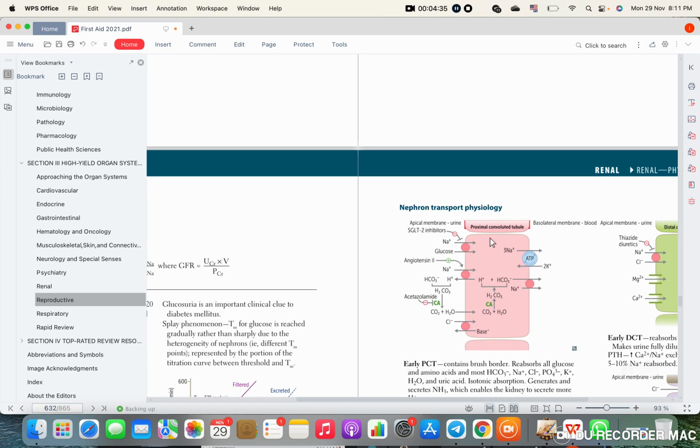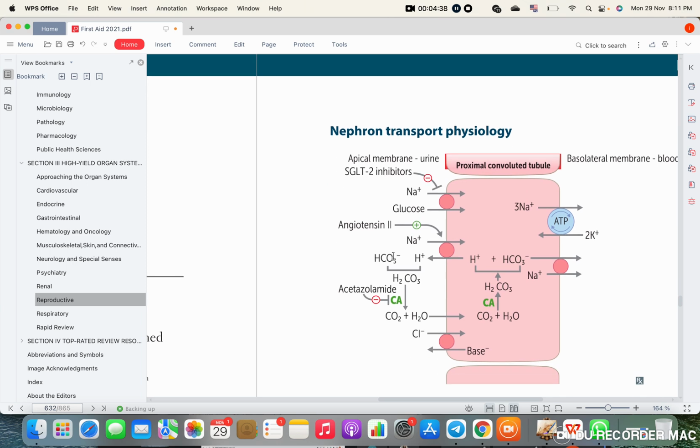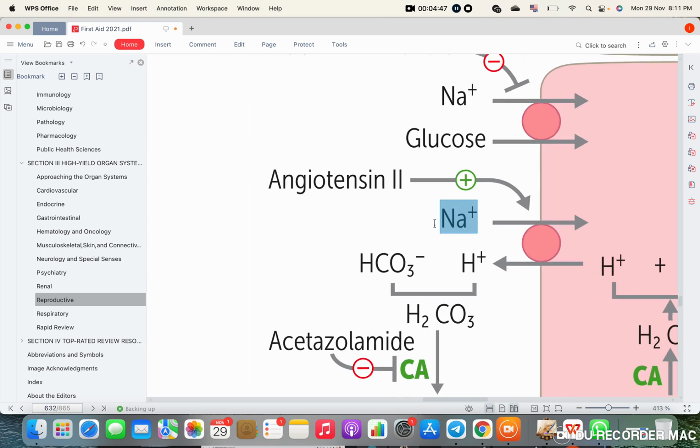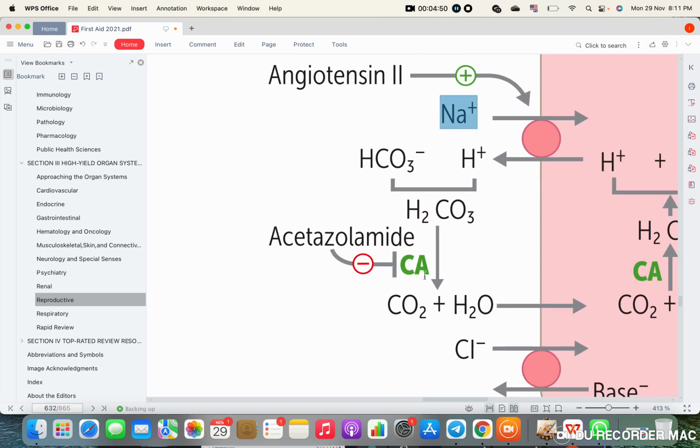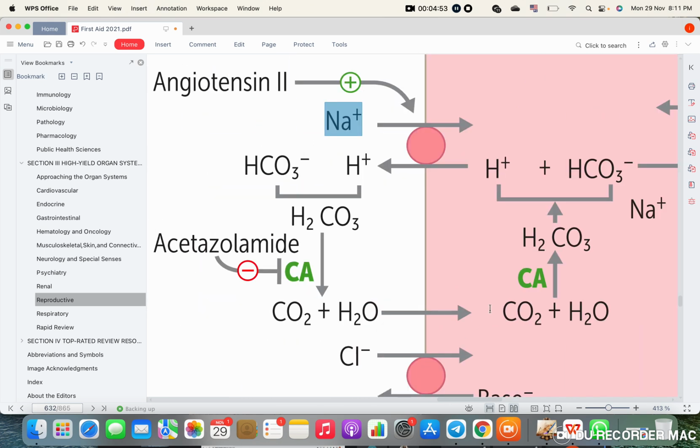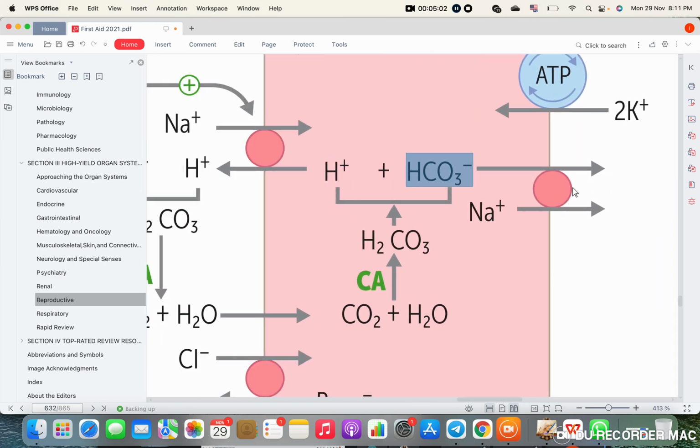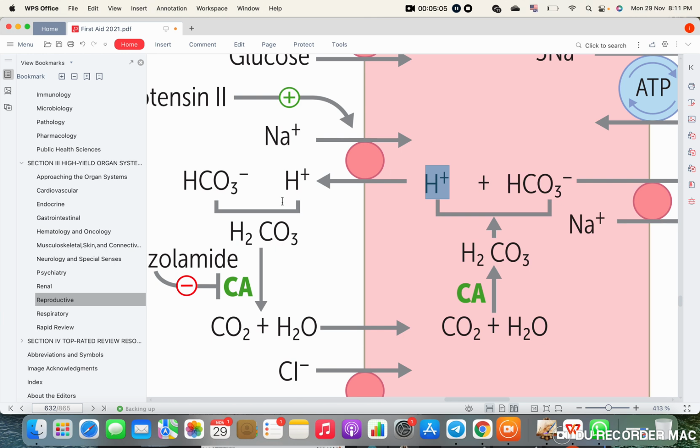You are like, well, I get that you are losing bicarb, but it was written sodium bicarb. Why is it not only bicarb? Notice here, guys, there's a sodium going into this pump. If this process is not functioning, you will have less CO2 and H2O inside of the cell. If you have less of these, you will have less of these. You will have less bicarbonate going into the body and less H. If you have less H, will this pump be working or not? No, it will not be working. It will be unable to work.